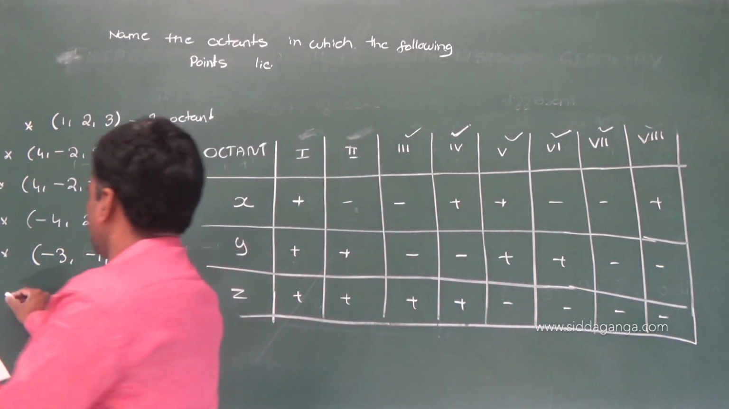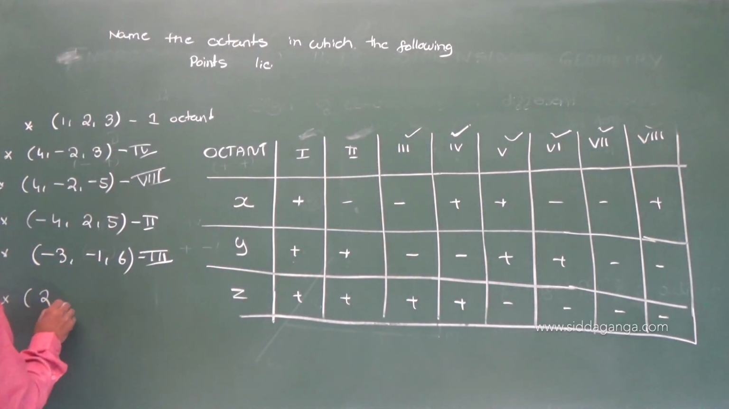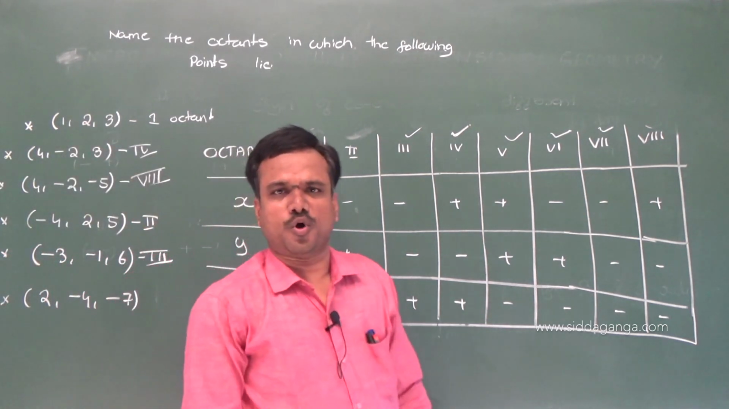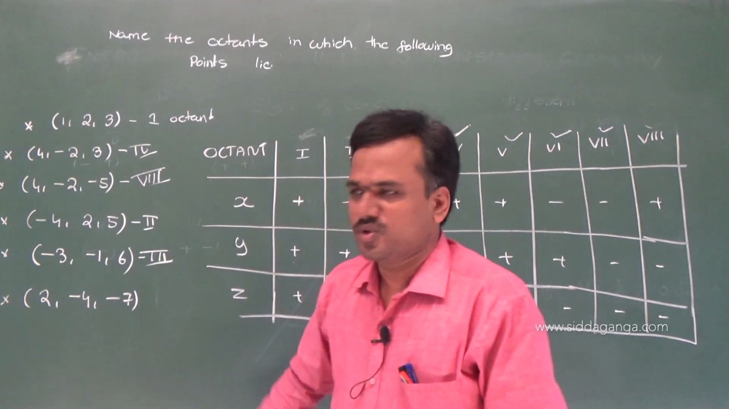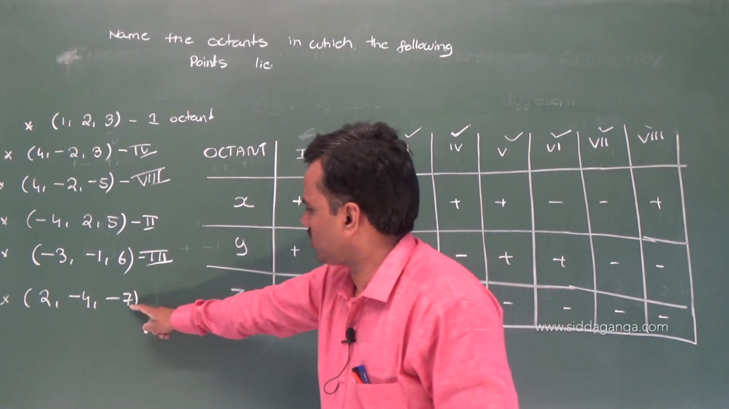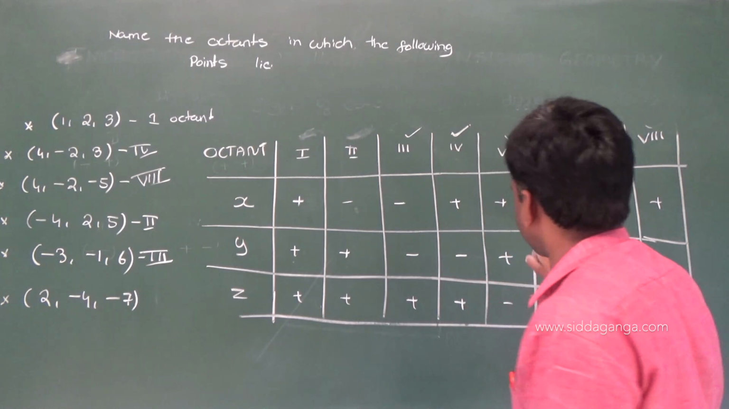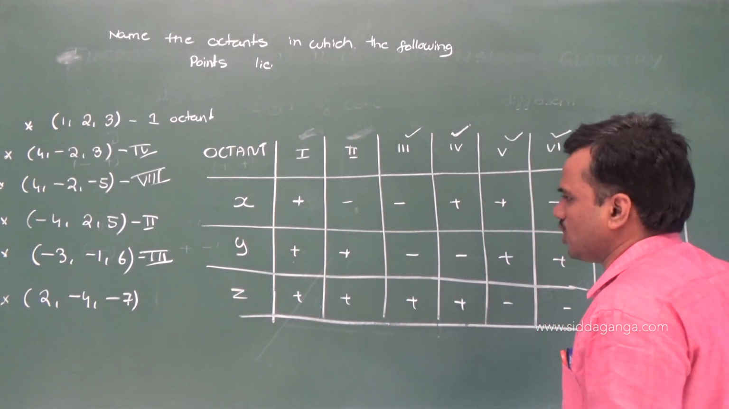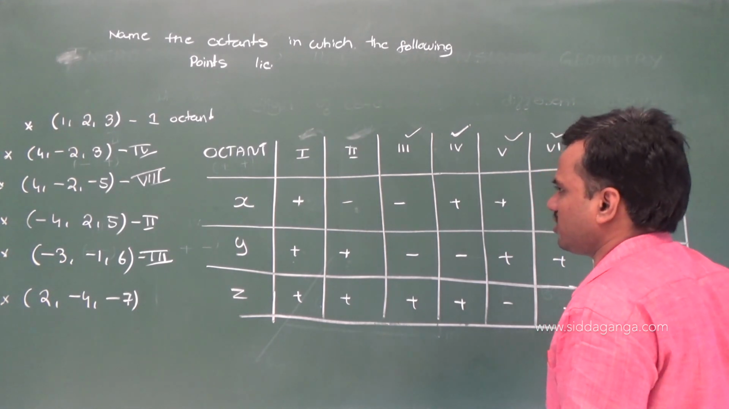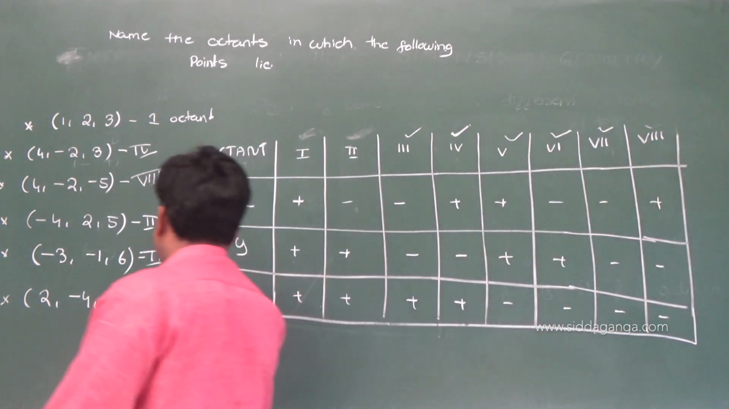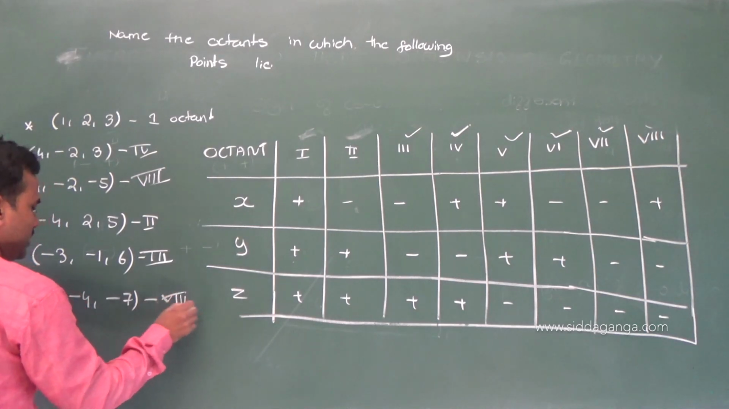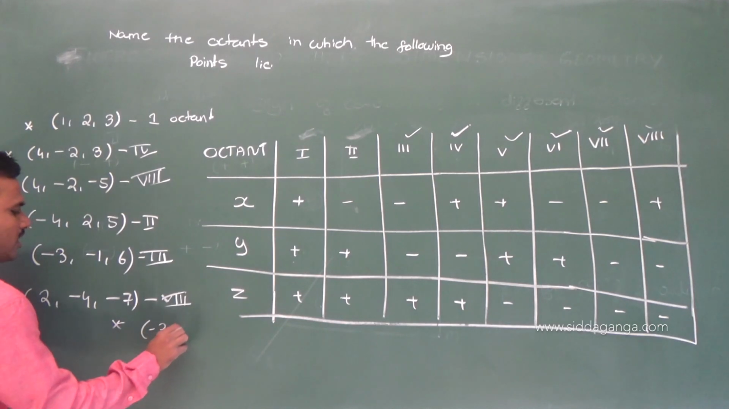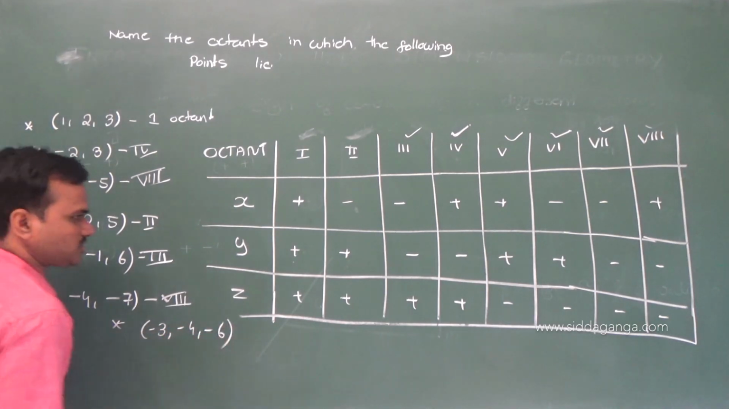Next point, 2 comma minus 4 comma minus 7. Observe this point, x coordinate is positive, y coordinate is negative, z coordinate is negative. It's nothing but the eighth octant.